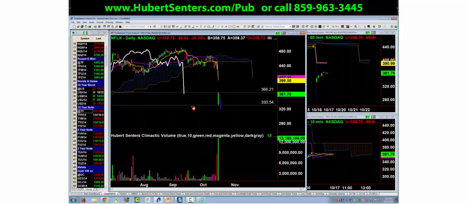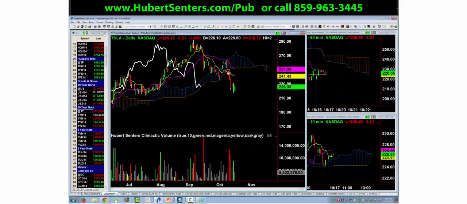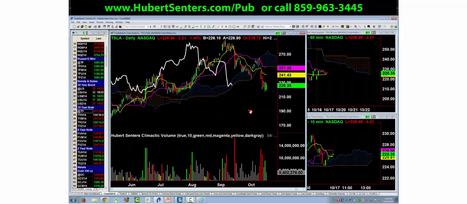Correct. Tesla, TSLA. Tesla is below the cloud and moving lower on higher bearish volume. You've had 1, 2, 3 bars to the downside that are bearish, only 1 to the bull side. So Tesla's got some more room to the downside. I would say Tesla's probably going to 190-ish.